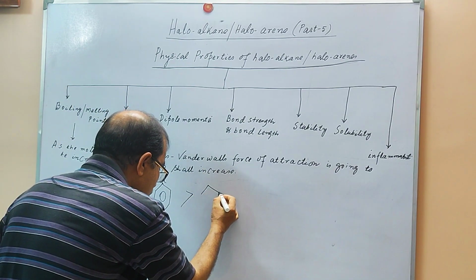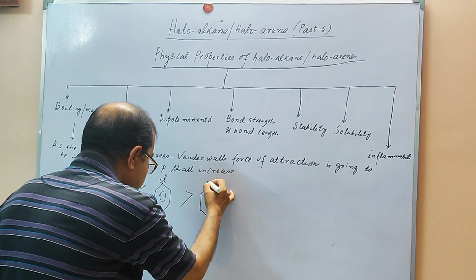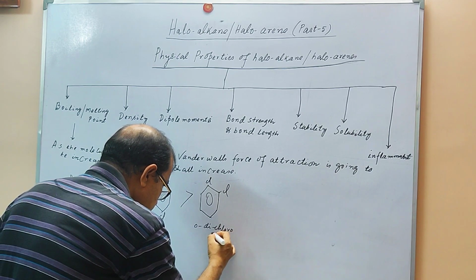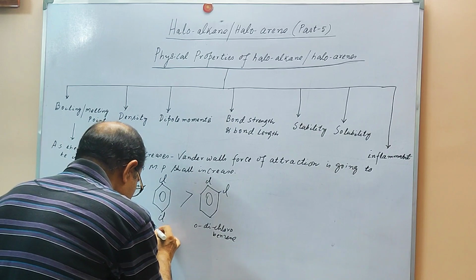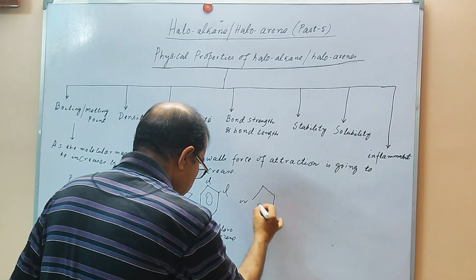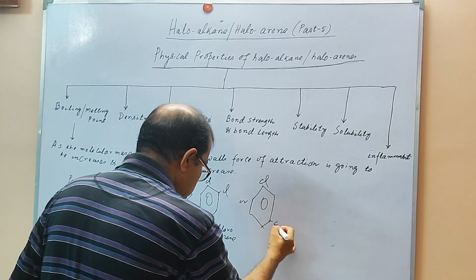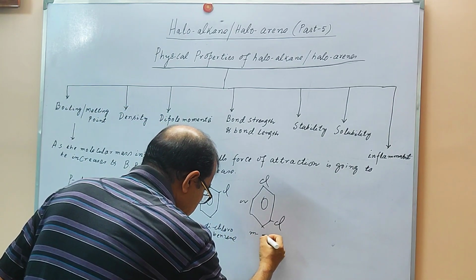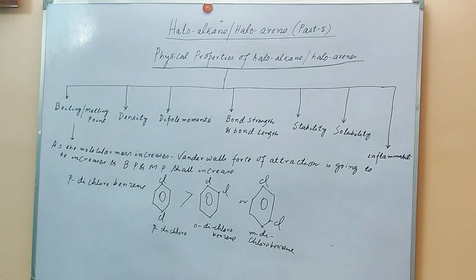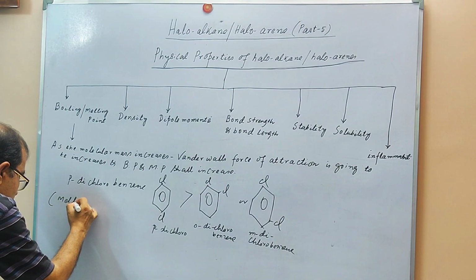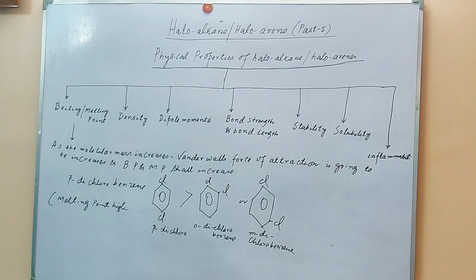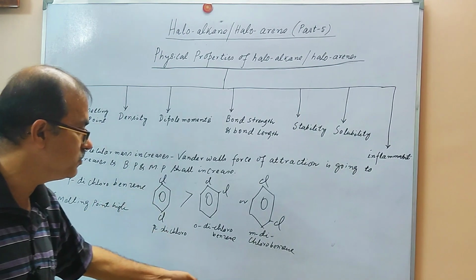The melting point is higher than that of the ortho and meta isomers. This is ortho-dichlorobenzene, this is para-dichlorobenzene, and this is meta-dichlorobenzene. So you can see that the melting point is higher in para-dichlorobenzene as compared to ortho-dichlorobenzene or meta-dichlorobenzene.